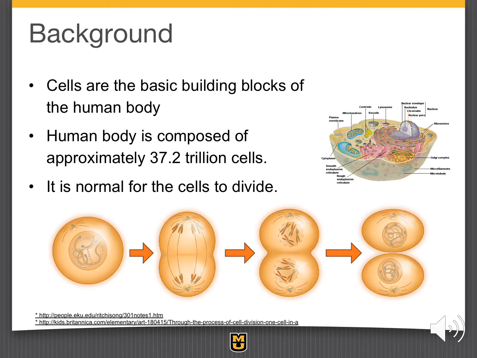I'll first start with some basic background knowledge. Cells are the basic building blocks of the human body, and the human body is composed of approximately 37.2 trillion cells. Each of those cells contains genes and the proteins required for the cell to carry out their designated task inside the human body. It is normal for the cell to divide, which can cause proteins to behave abnormally and the cell to go out of control, which occasionally results in the creation of cancerous cells.